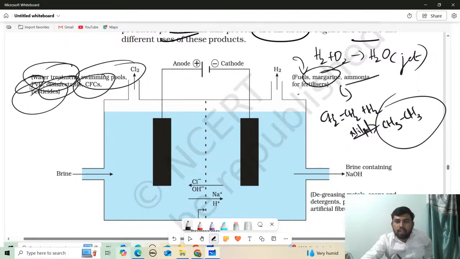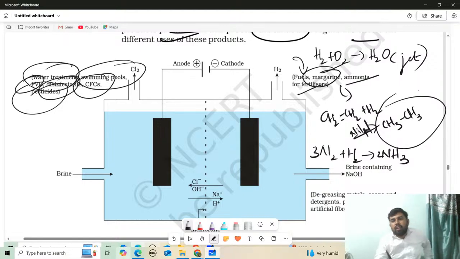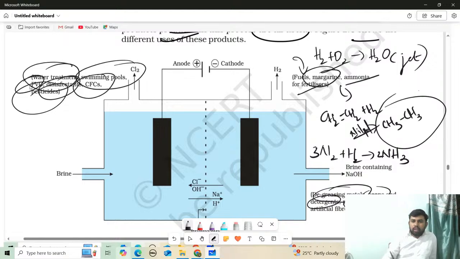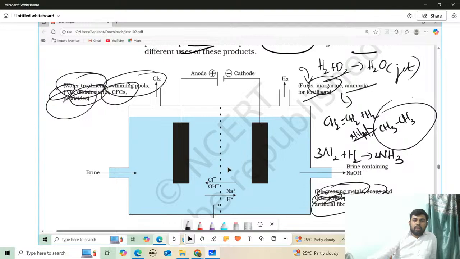Preparation of ammonia. You know very well the ammonia reaction, what is it, sir? N2 plus 3H2 gives rise to 2NH3. This is the preparation of ammonia, where they use hydrogen. Similarly, you can see that for fertilizers, degreasing agents to remove grease, soap and detergents, the paper making industry, and artificial fibers, in these areas all these things are used.